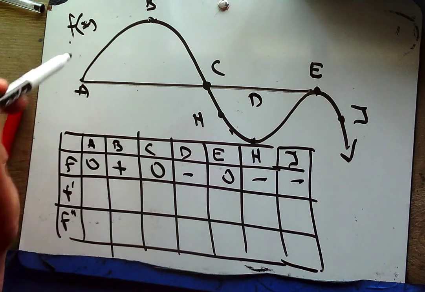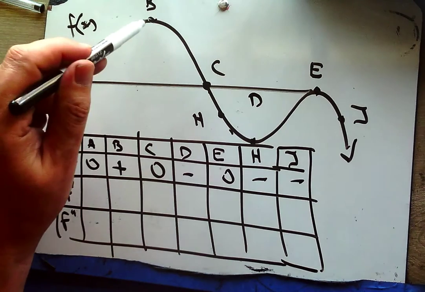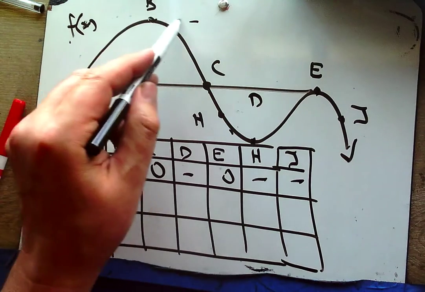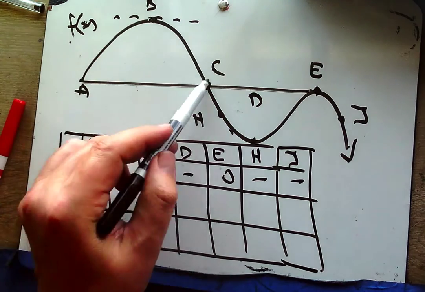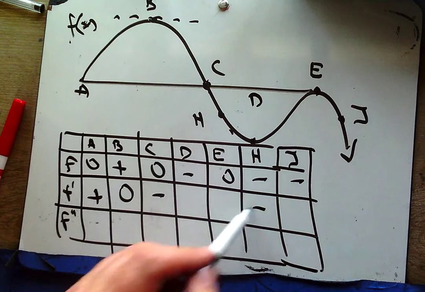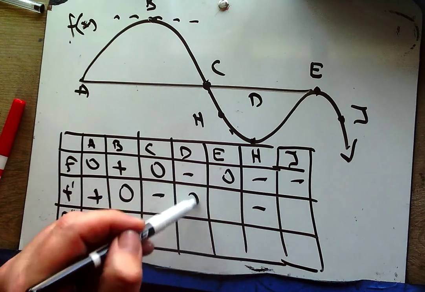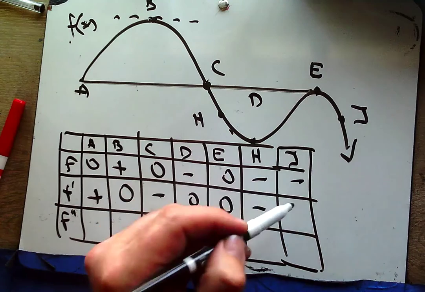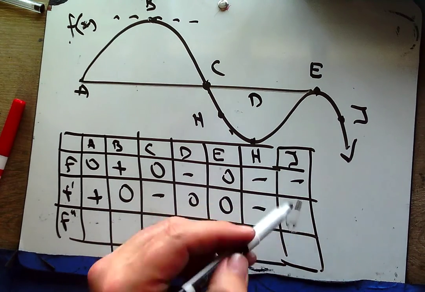Well, F prime is positive when F is increasing. So at A, I have a positive. At B, the slope here is 0. At C, I have a negative slope on F. At H, I have a negative slope. At D, I have a 0 slope. At E, I have a 0 slope. And at J, I have a negative slope.